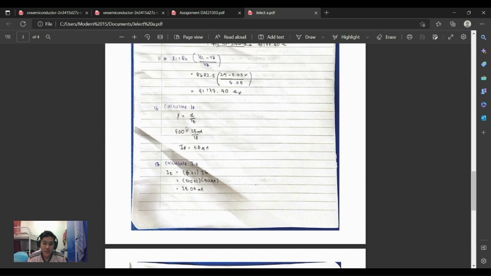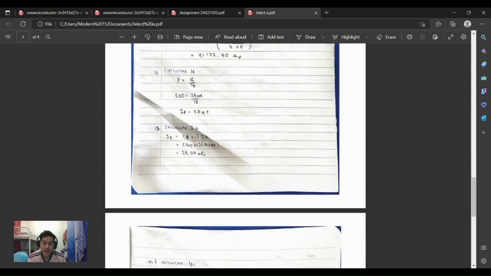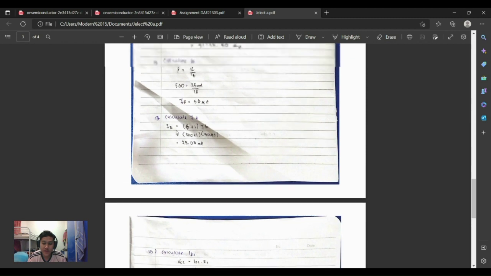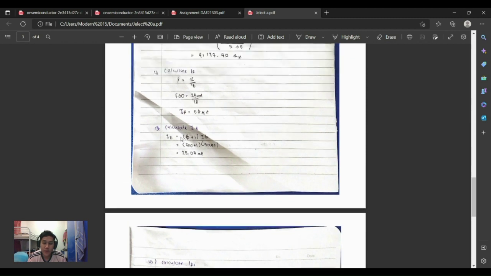So for the calculation for question number 9, VB equal to VBE plus VE. VBE 0.7 plus VE 4.35. So the answer is 5.05 volts.